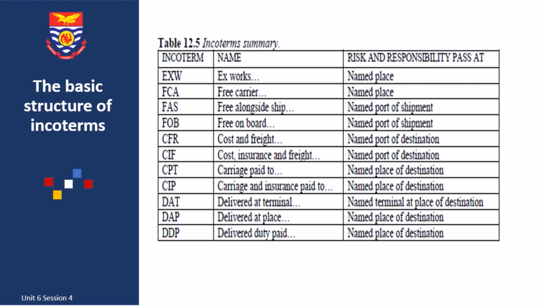Now we are moving to the FCA, which is the free carrier. This is an F term. And earlier we said that with the F terms, the seller or the supplier will undertake all pre-carriage duties, but main carriage arrangements are the responsibility of the buyer. And then the free carrier, the FCA, is one of these F terms. So let's see what the FCA or the free carrier is also saying.